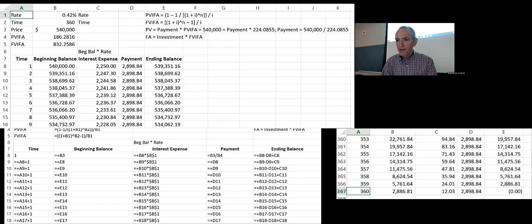And what do we want? What do you think we want the ending balance to be on month 360? 0. If we did it right, it should be 0. If you don't round, if you keep everything unrounded, then you will get exactly that.